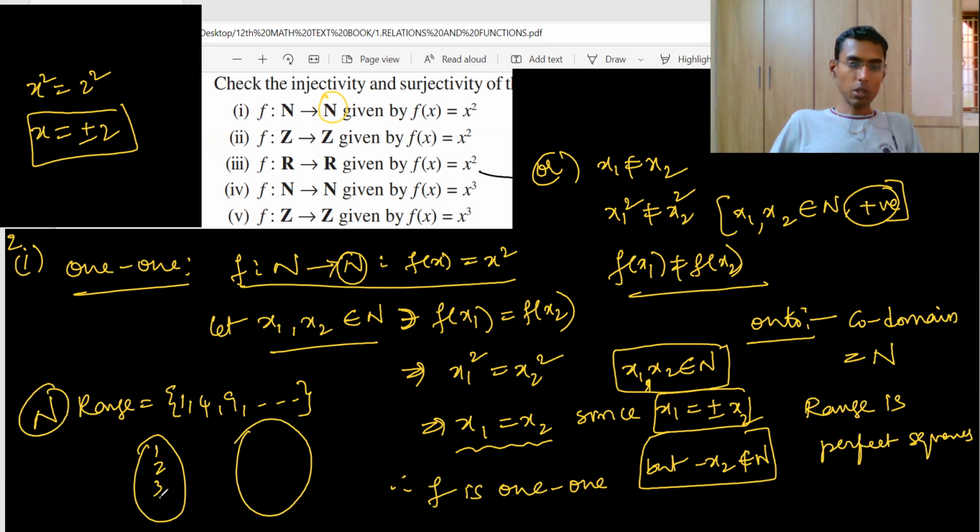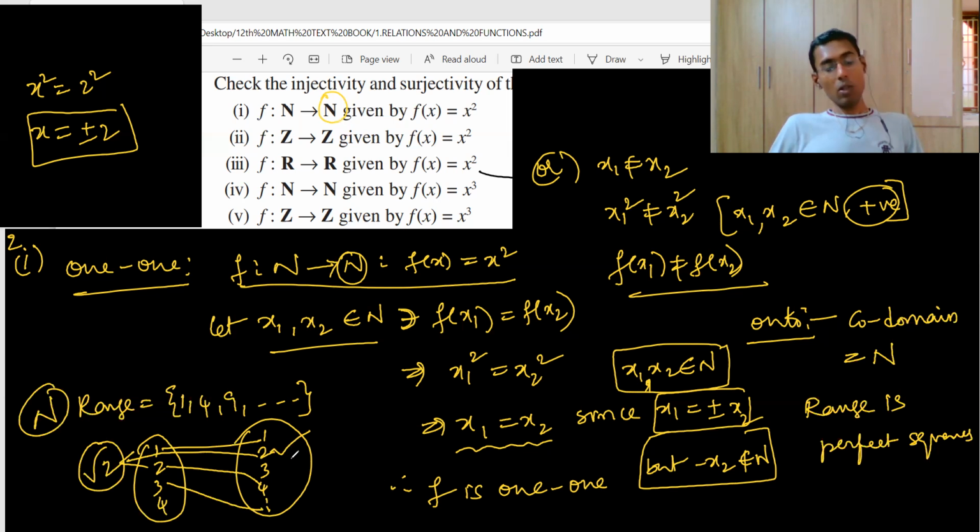Like this, 1, 2, 3, 4. For 1 there is an image, for 4 there is an image, but for 2 there isn't. The pre-image of 2 would be root 2, since root 2 square is 2. But root 2 is not in natural numbers. So only for perfect squares there is a pre-image.